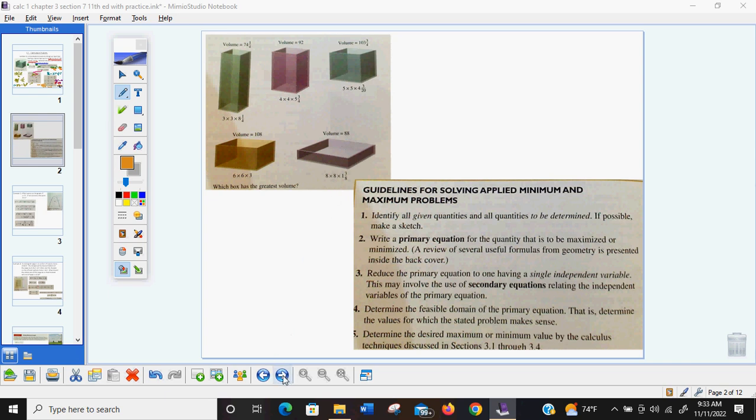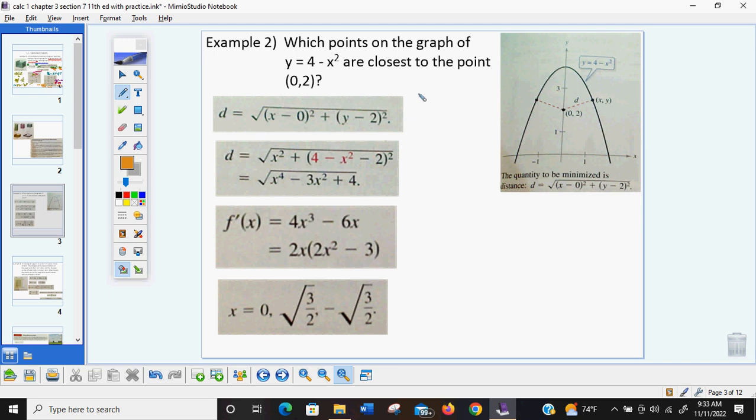Now the next example we're going to look at talks about points on a graph. So our feasible domain this time will include negatives, because you can't have negatives on a graph. It says which points on the graph of y equals 4 minus x squared are closest to the point 0, 2. Okay, so let's look at what we're given. We're given this equation, a parabola that opens down, it has a negative in the front. We're also given a point.